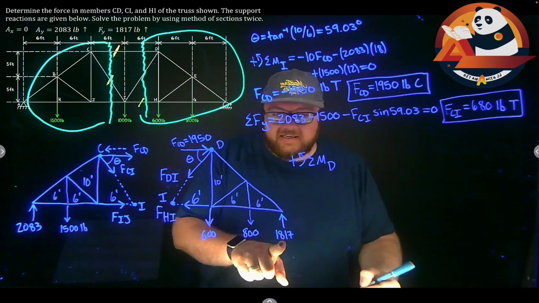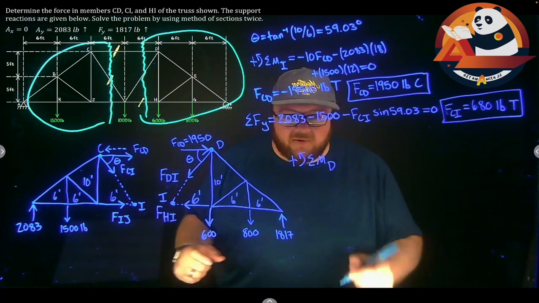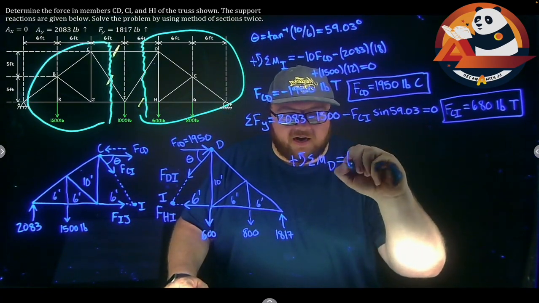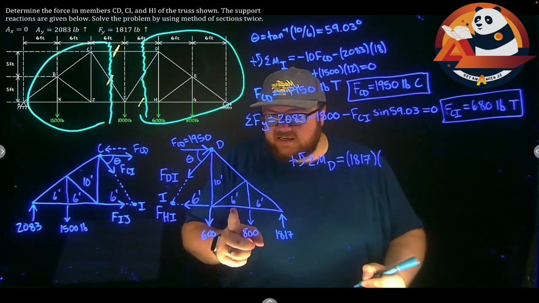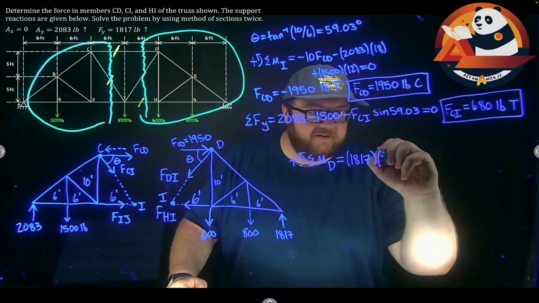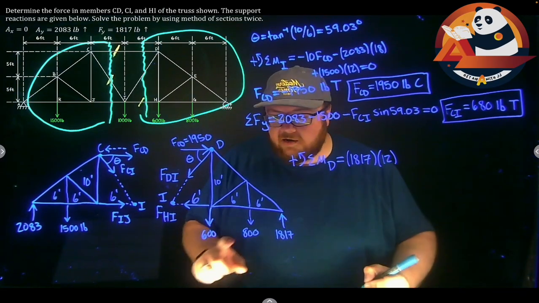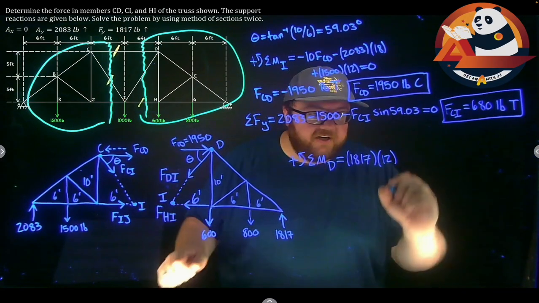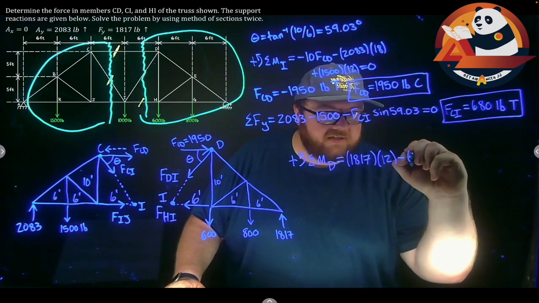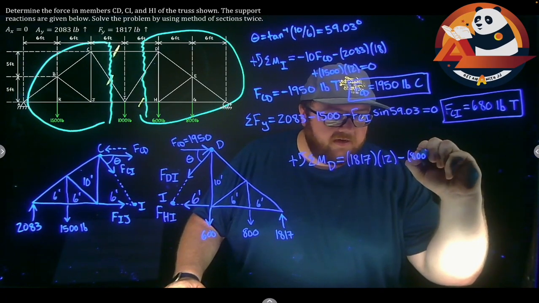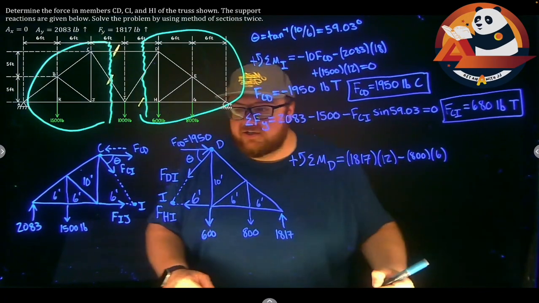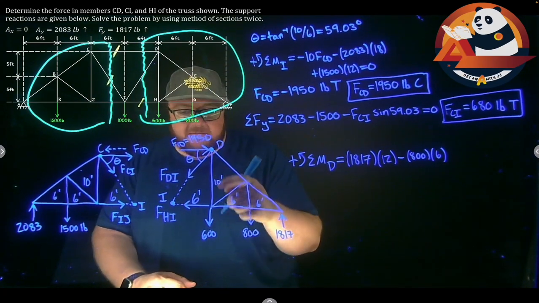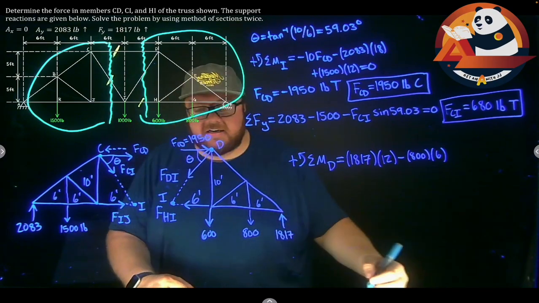But I'll get my 1817. That's going to cause a counterclockwise rotation. So we'll put it in as positive. We'll start there. 1817 times my distance, 6 plus 6 is 12. My 800 would cause a clockwise rotation. So minus my force, 800 times my distance, 6 feet. 800 times 6. And finally, my FHI would be the last thing I need to include in here.